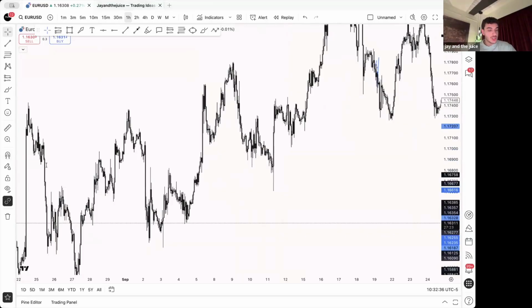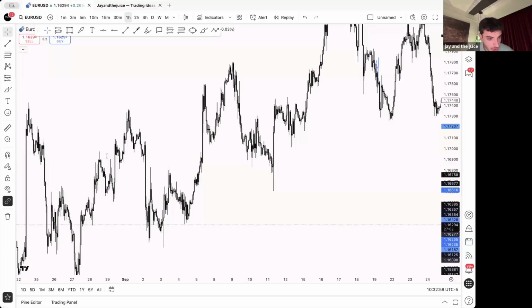That being said, I want you to understand that euro versus the US dollar is basically the first currency, which is euro, is the base, and the second currency, USD, is the quote. The simplest way to understand this is if euro USD goes up, then that means euro is stronger than the US dollar. If euro USD goes down, then that means the USD is stronger than the euro.